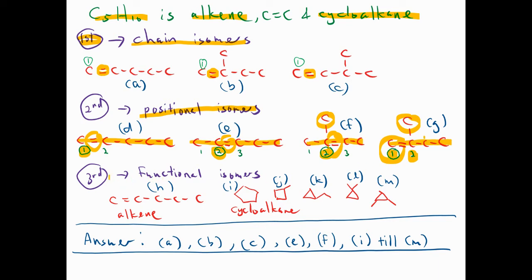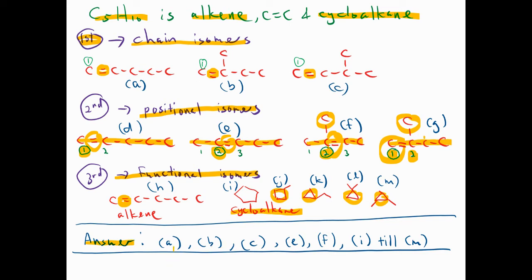Then finally I will go to functional group isomers. For functional group isomers, you must draw a pair. That is, you must show alkene, no matter which alkene you use. And then another one is cycloalkane. The cycloalkane also includes the ones that have only 4-carbon cyclic and 3-carbon cyclic. After that, I will write the answer.